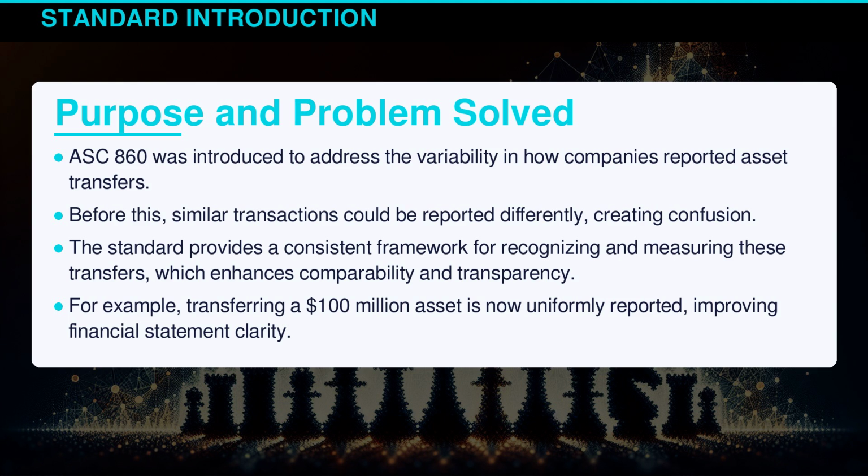ASC 860 was introduced to address the variability in how companies reported asset transfers. Before this, similar transactions could be reported differently, creating confusion. The standard provides a consistent framework for recognizing and measuring these transfers, which enhances comparability and transparency. For example, transferring a $100 million asset is now uniformly reported, improving financial statement clarity.